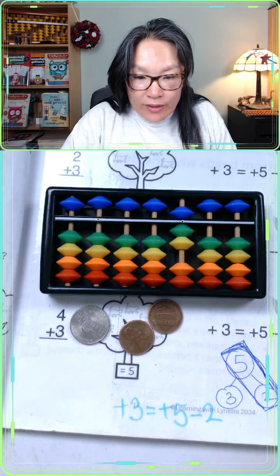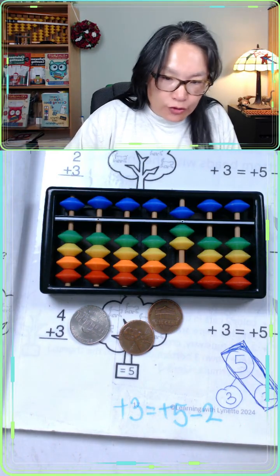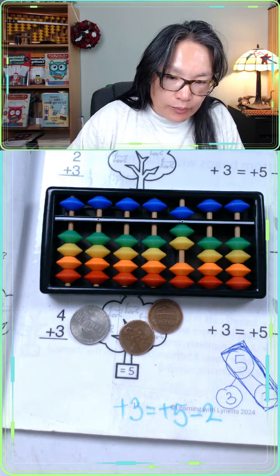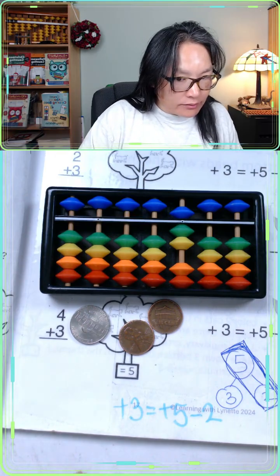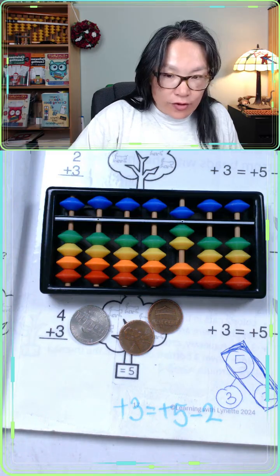Do you go from left to right? I usually do left to right. You could go right to left. Thank you for the follow, Michael.